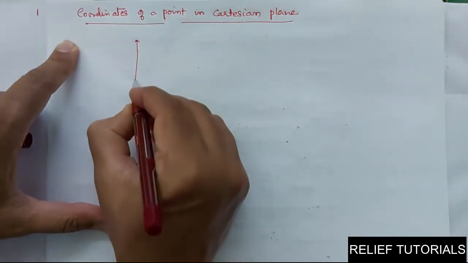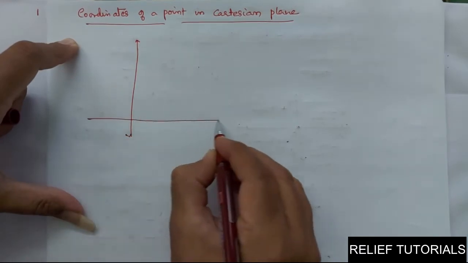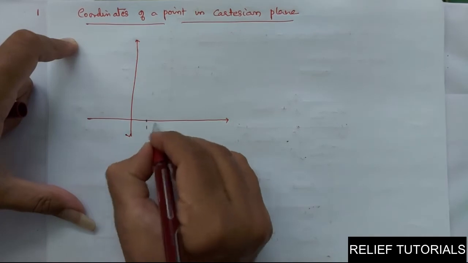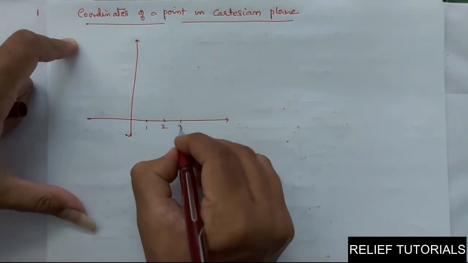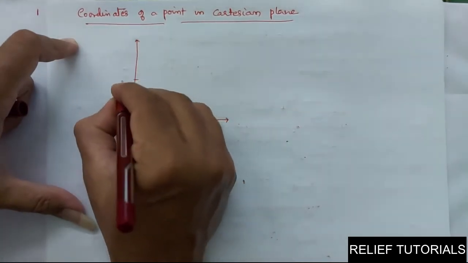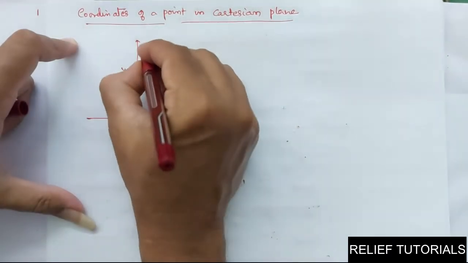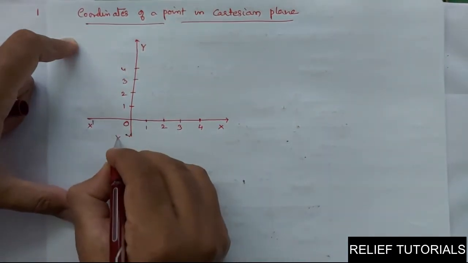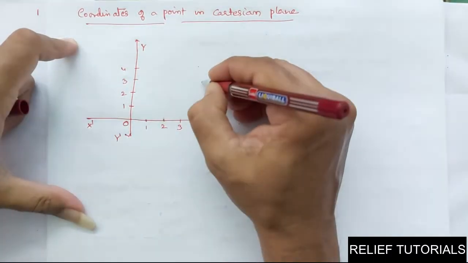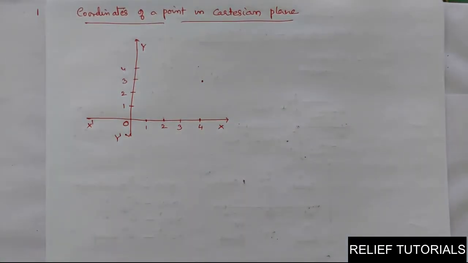I will draw the axes here. First quadrant, I am concentrating on the first quadrant. Now I say this is 1, this is 2, this is 3, this is 4. Here 1, 2, 3, 4. This is O, this is X, this is Y, this is X dash, and here it is Y dash. Now you locate any point. Suppose I have located this point. This is a point. Clear?